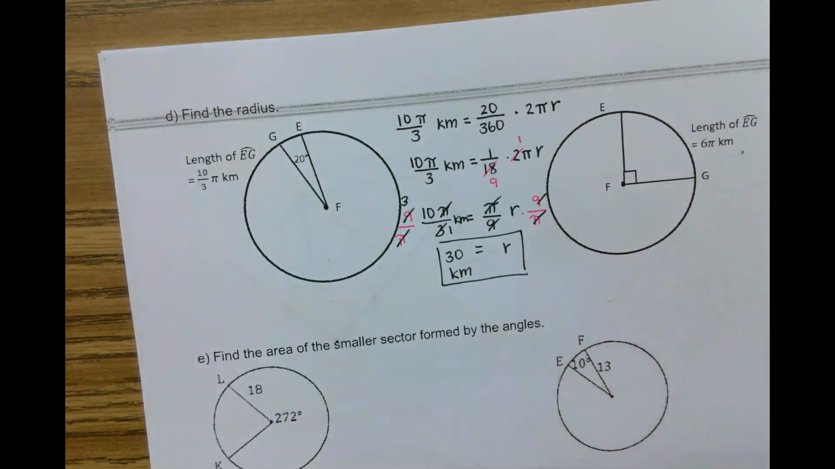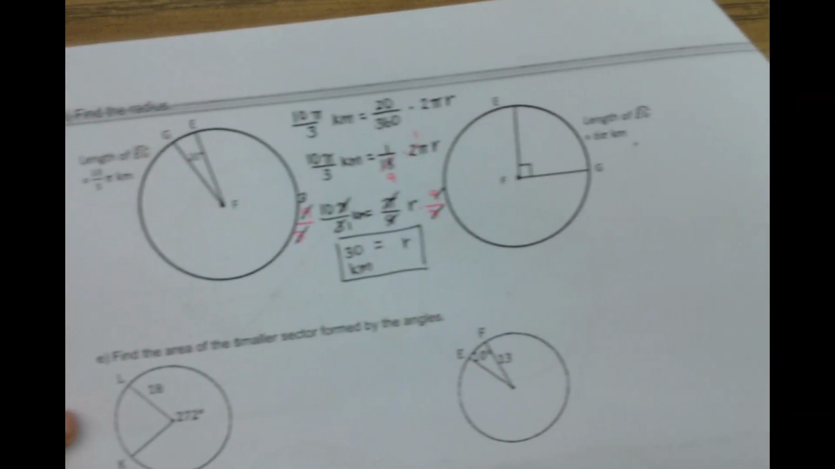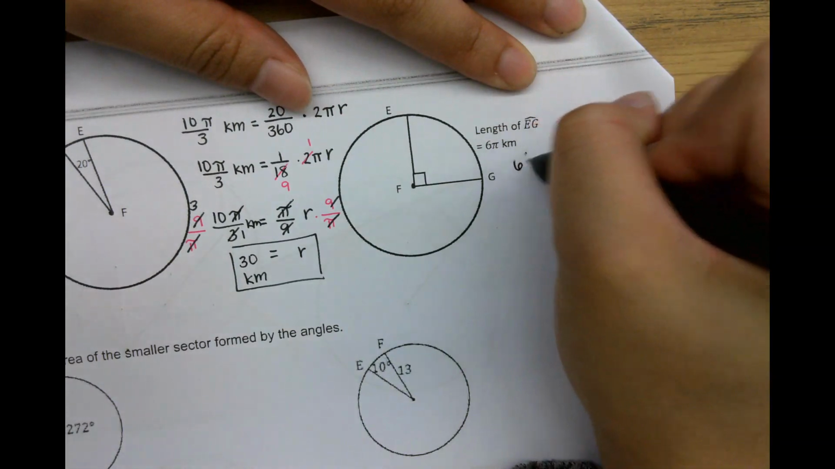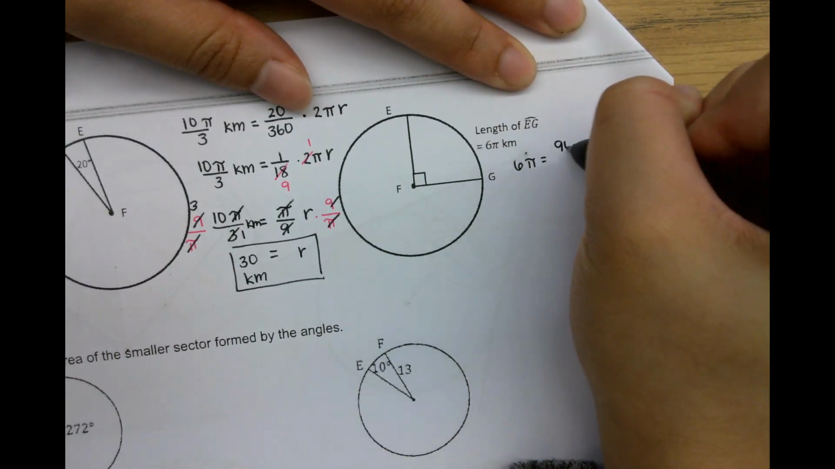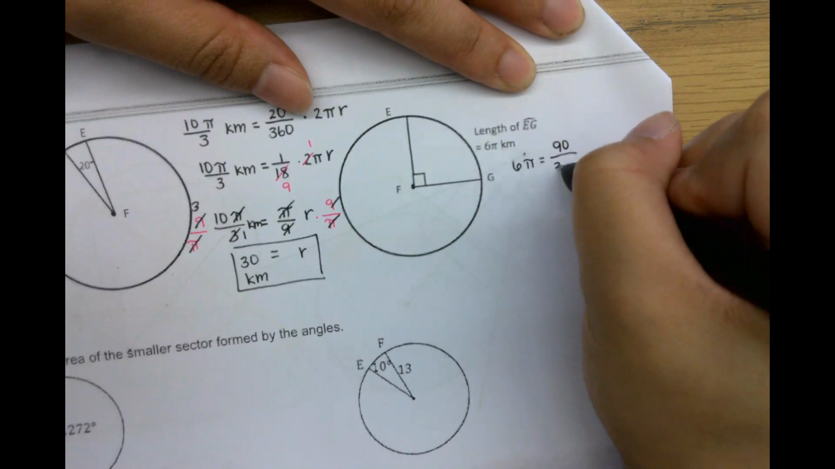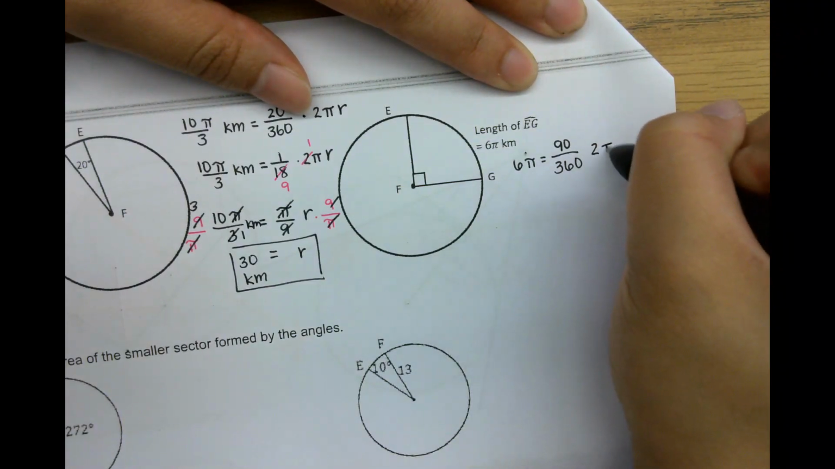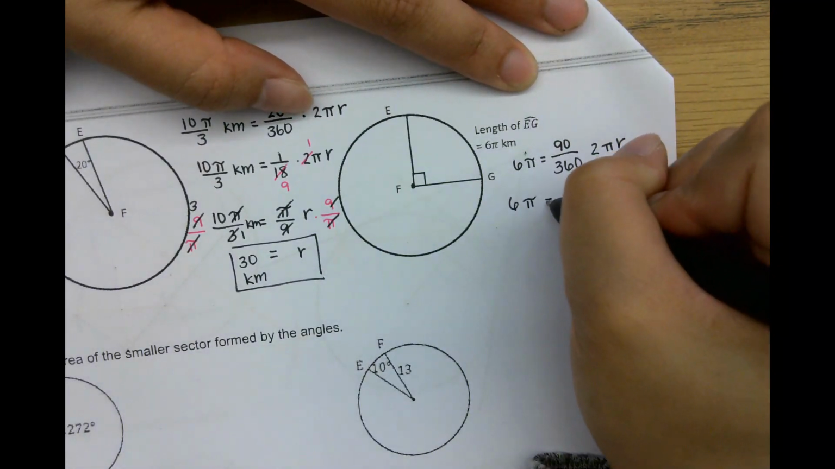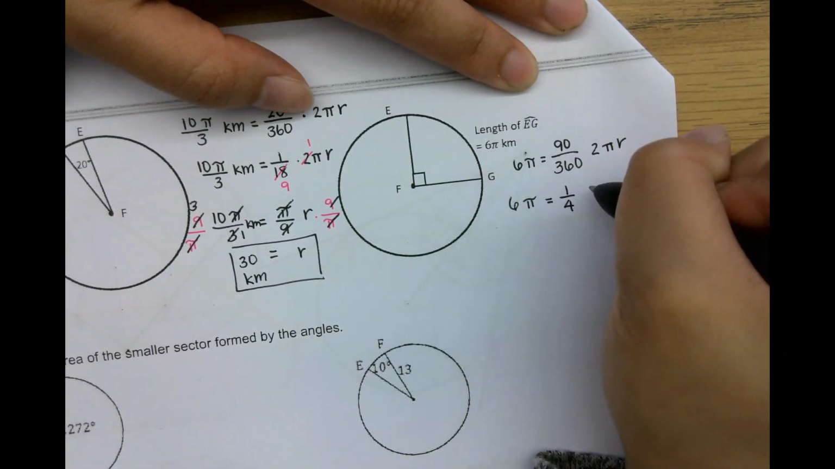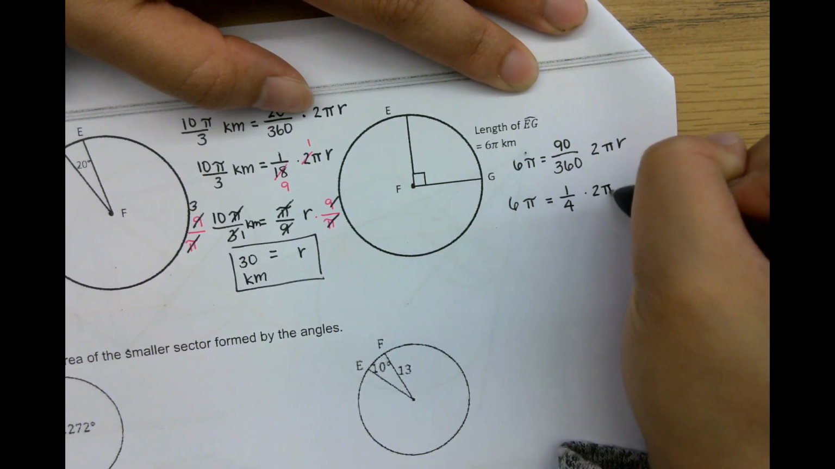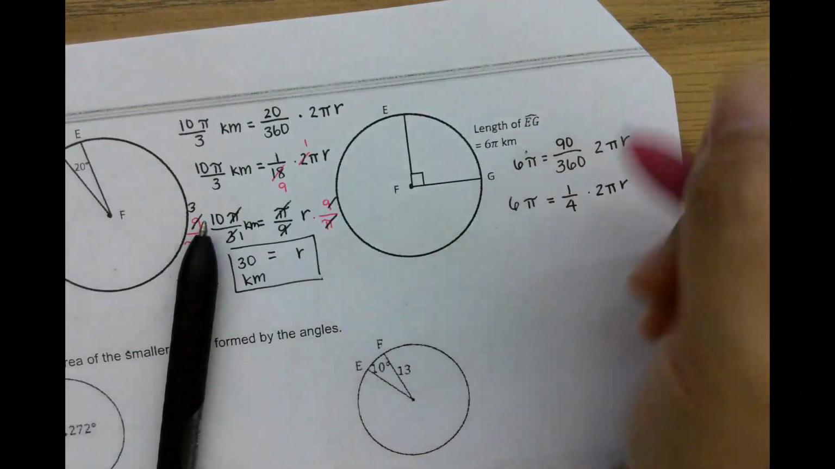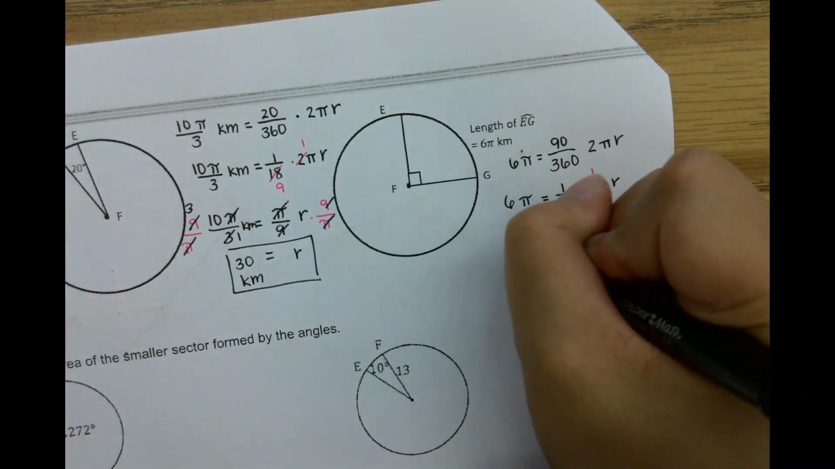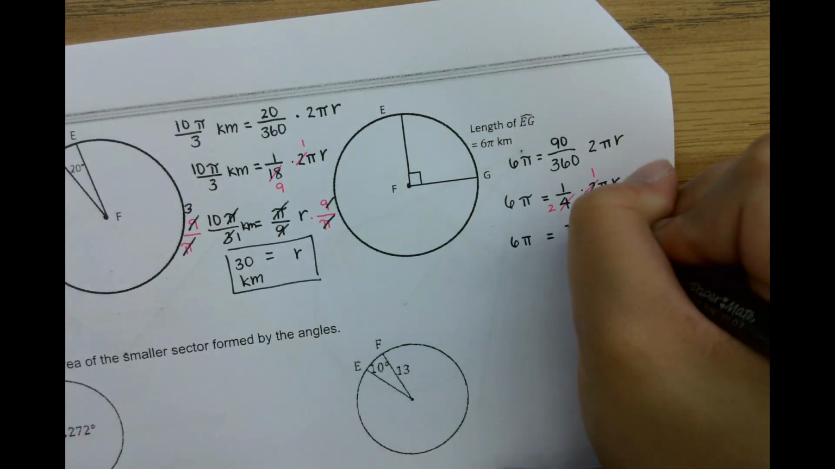Okay. So next one here, length of EG. So length is 6 pi. This is 90 degrees, right angle, over 360 times 2 pi r. Okay. 90 over 360 is 1/4, so 1/4 times 2 pi r. The 2/4 simplifies to 1/2. So this here is pi half r.